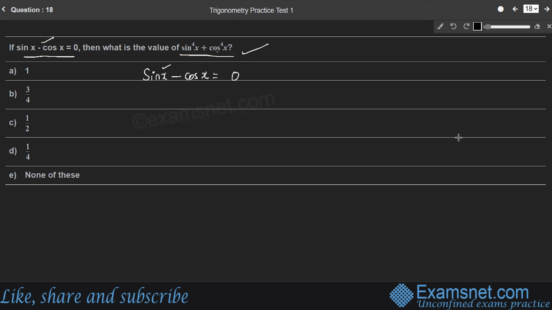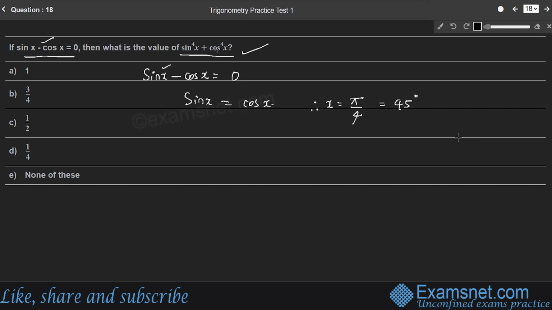So x is the angle here. Sine x minus cos x is 0. Therefore, sine x is equal to cos x. Sine x is equal to cos x is only possible when the x value is pi by 4, which is 45 degrees.